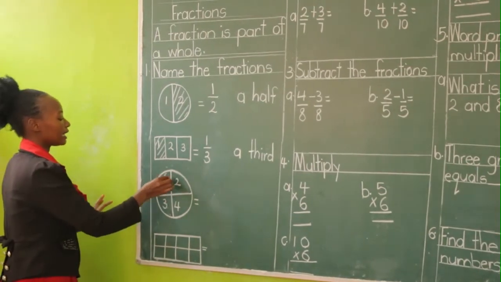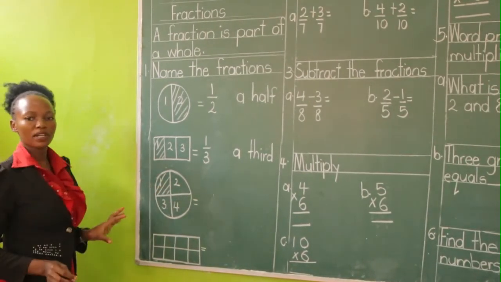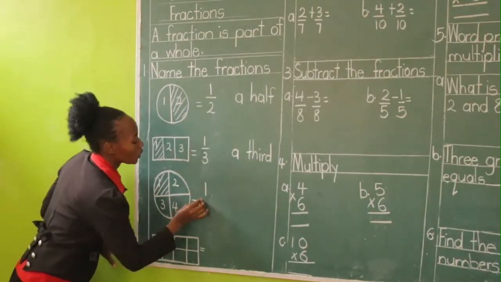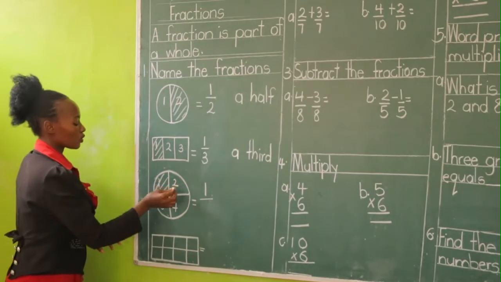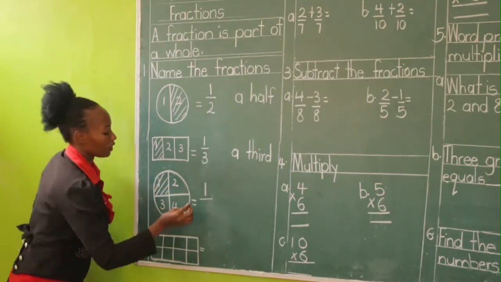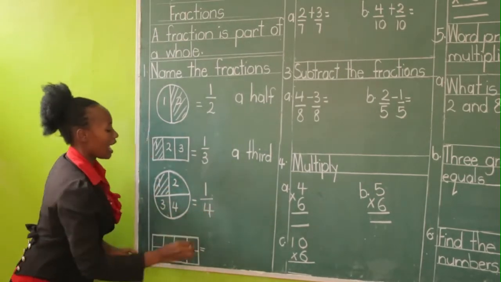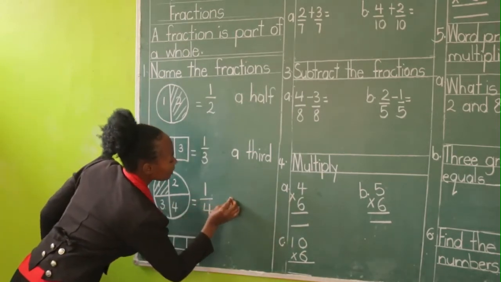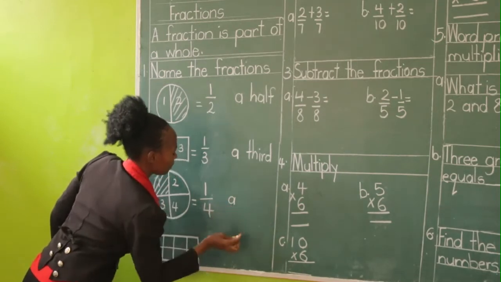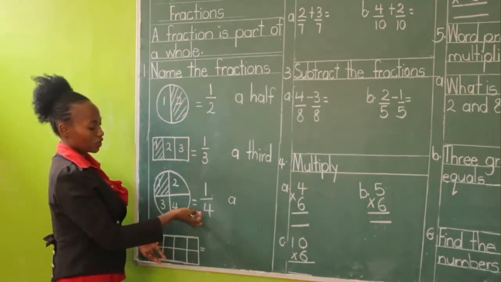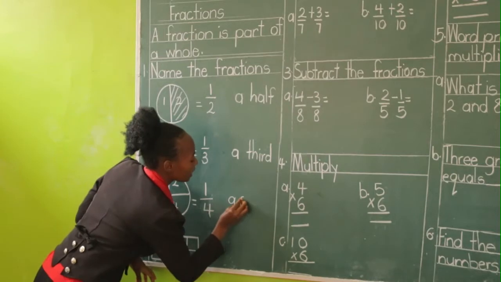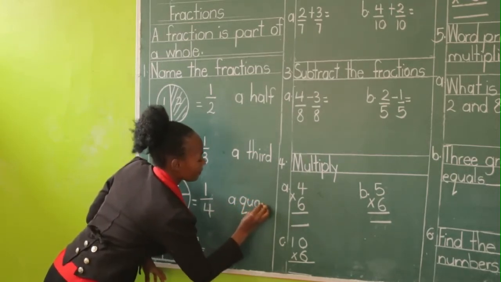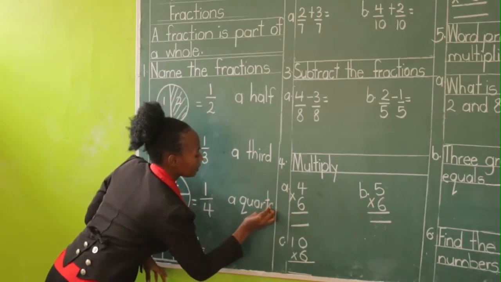Now if I get this one, there are also 4 parts here. I shade 1 part, which is 1, the part which I have shaded, out of 1, 2, 3, 4, out of 4 parts. And we call this fraction a quarter. If you don't write it in figures, you can write the word a quarter.